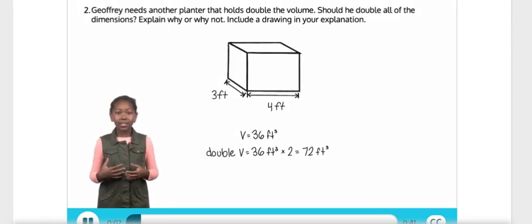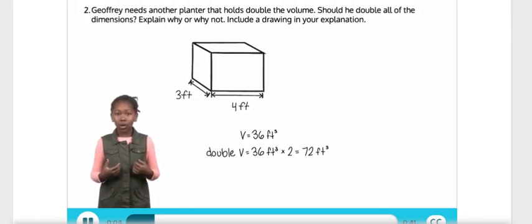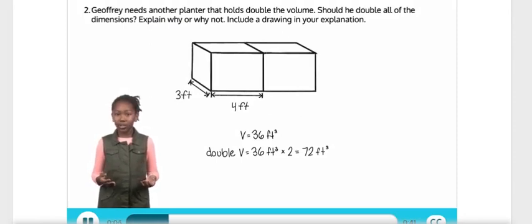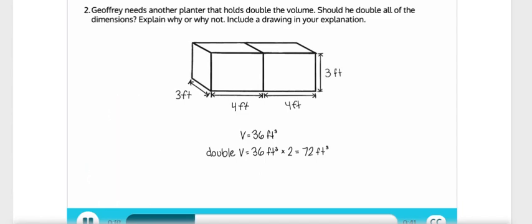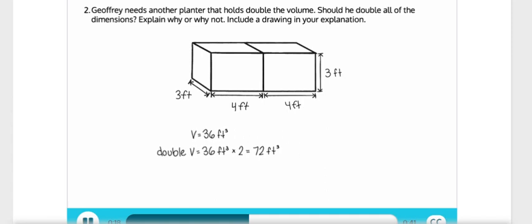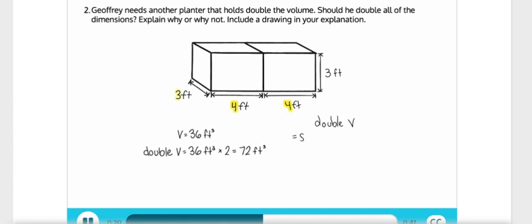We know Jeffrey wants to double the volume, so I drew 2 of the prisms next to each other to represent 2 times the volume. And I realized that I only doubled 1, not all 3 of the dimensions to get double the value. I checked my work by multiplying the new dimensions. 8 times 3 times 3 equals 72 cubic feet. So my answer checked out.